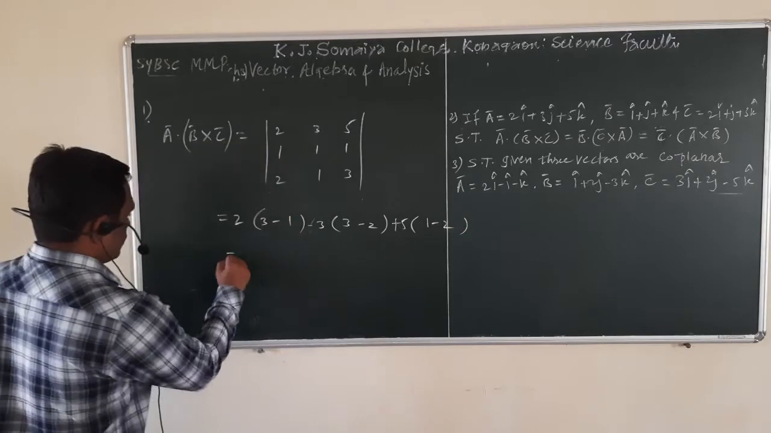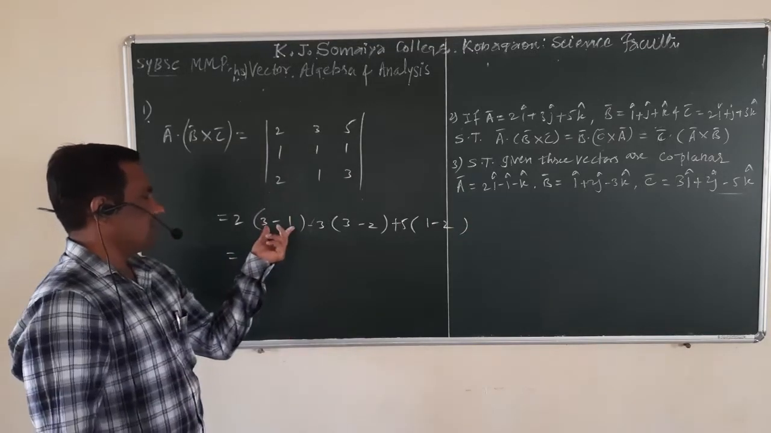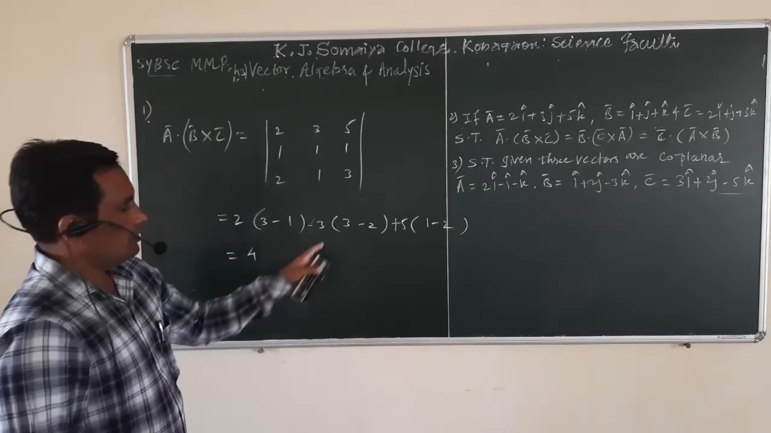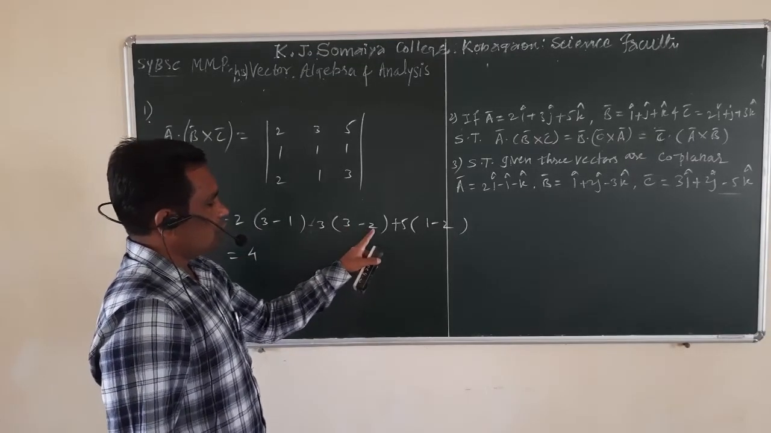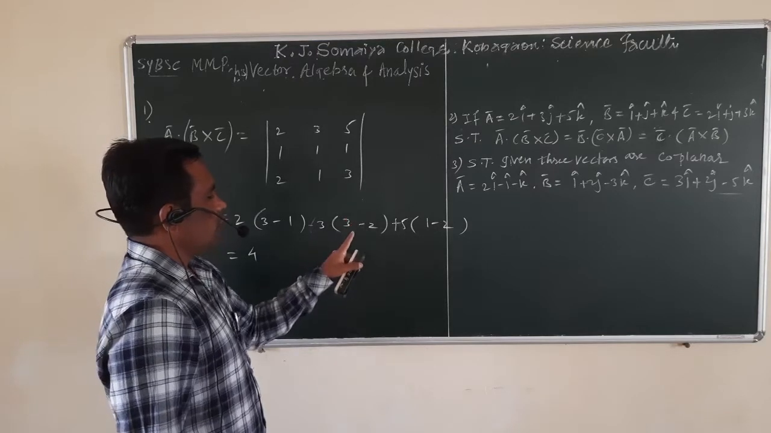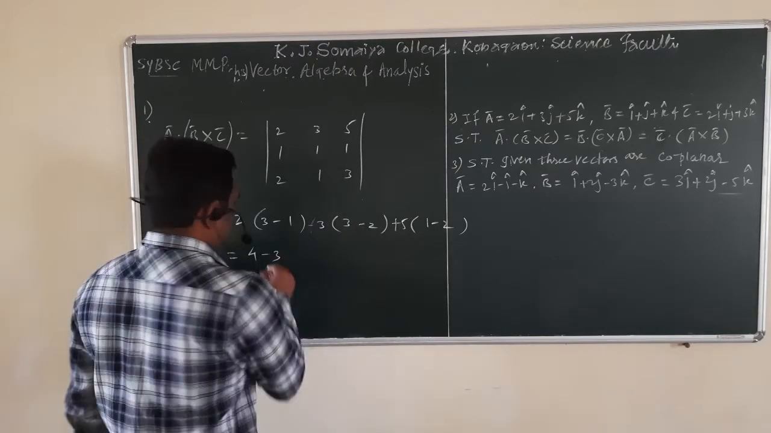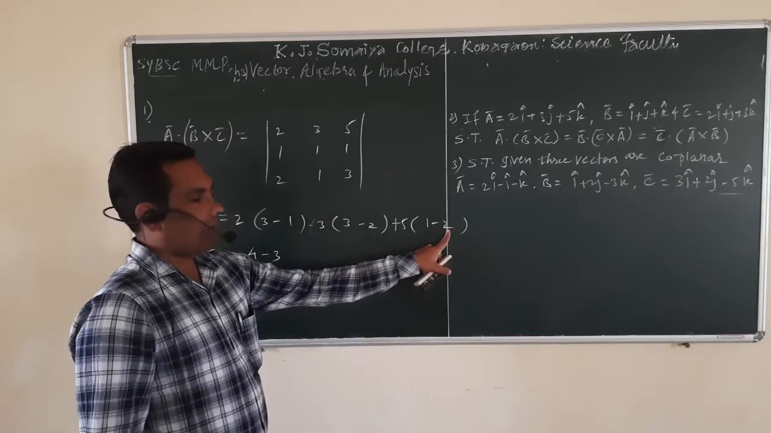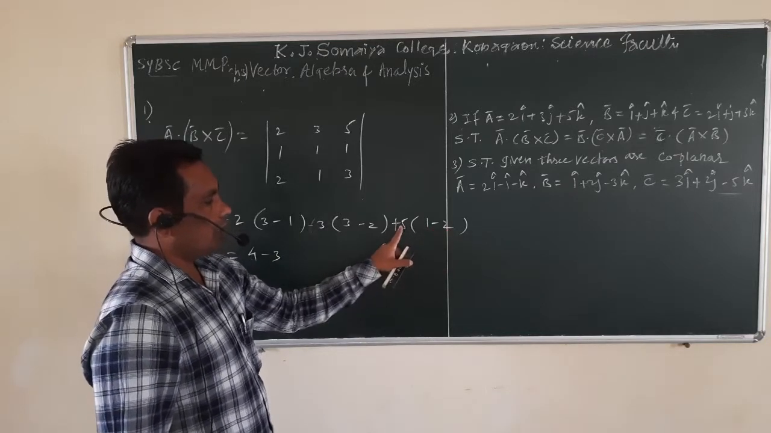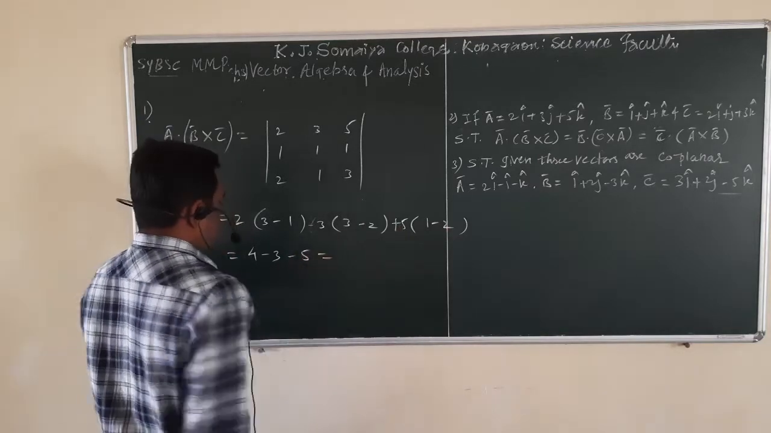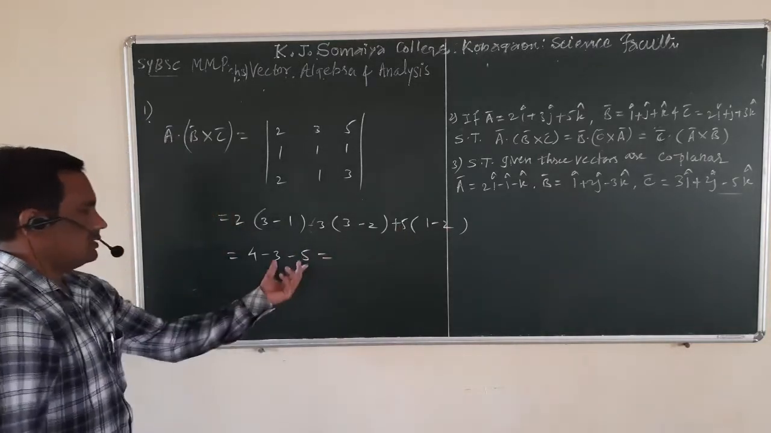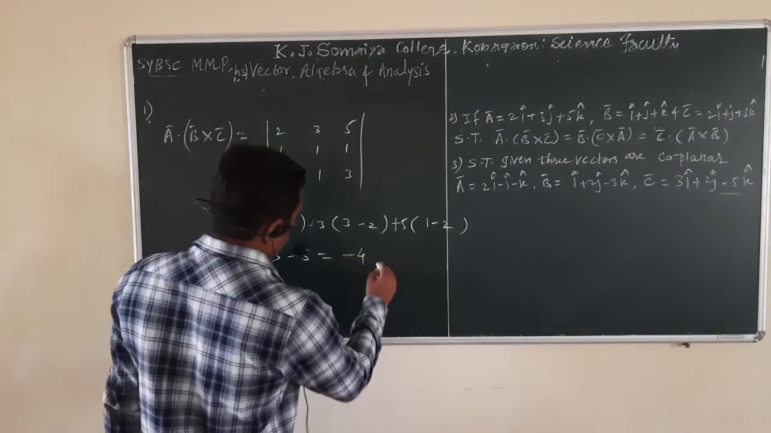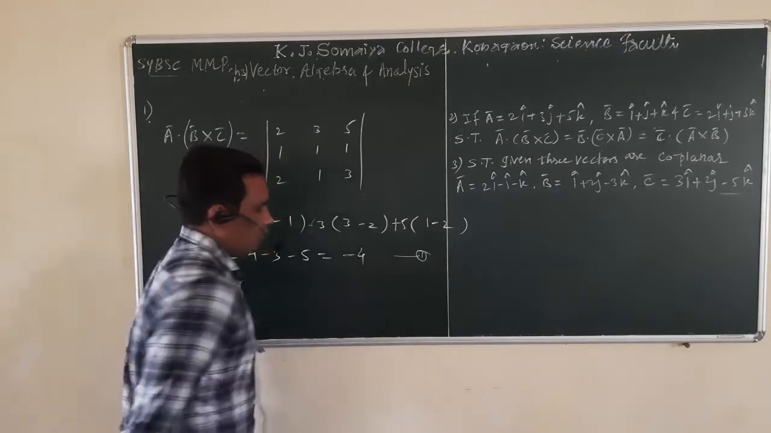Okay, so here 3 minus 1 is 2, so 2 into 2 we will get 4. Here 3 minus 2, which is 1, so 1 multiply by minus 3 we get minus 3. Again 1 minus 2 we get minus 1, so minus 1 multiply by 5 we get minus 5. So resultant quantity is minus 4. Okay, suppose this is equation 1.